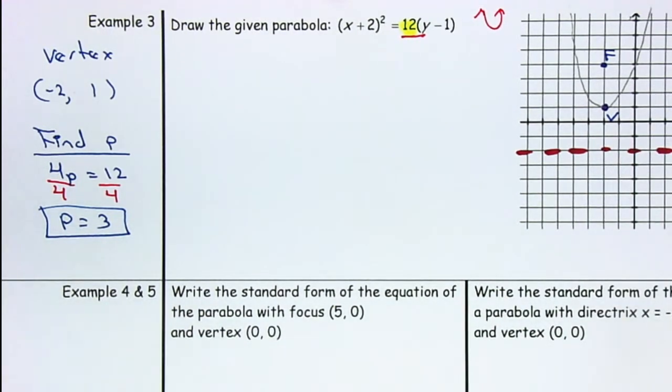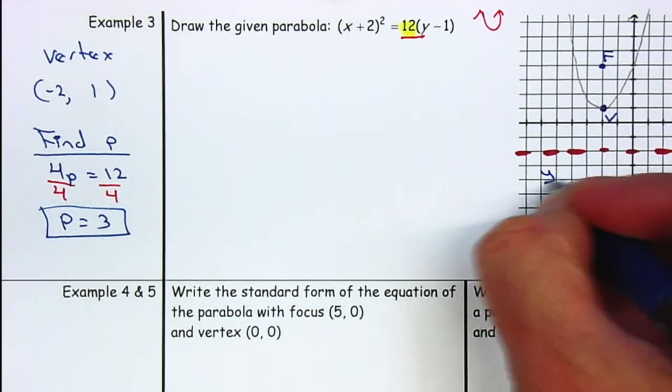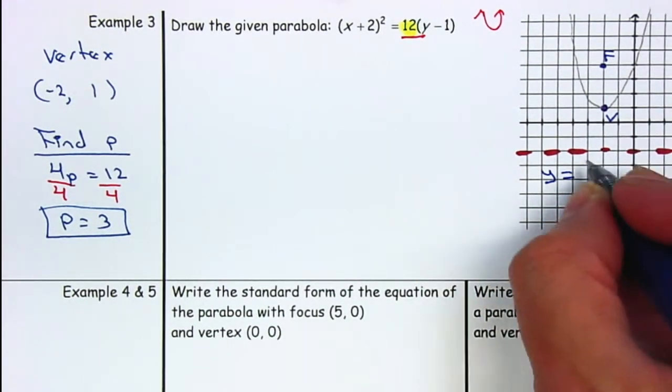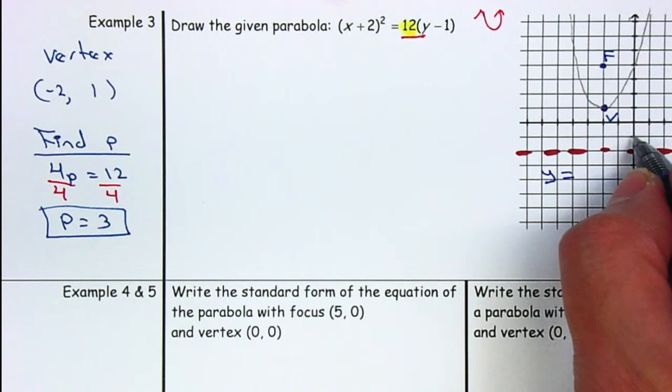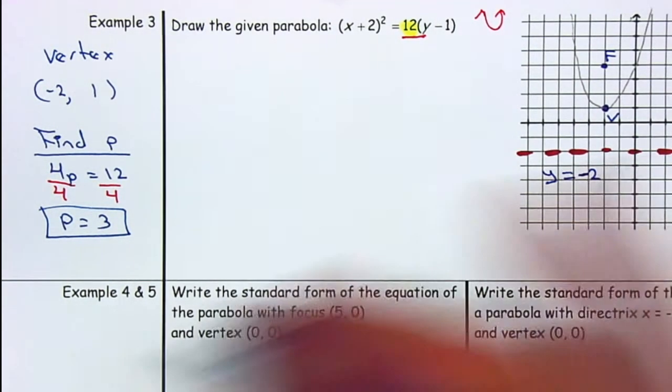And the equation, it's crossing the y-axis. So the equation will be y is equal to, where is it crossing the y-axis? At -1, -2. So y is equal to -2. That's the equation for the directrix.